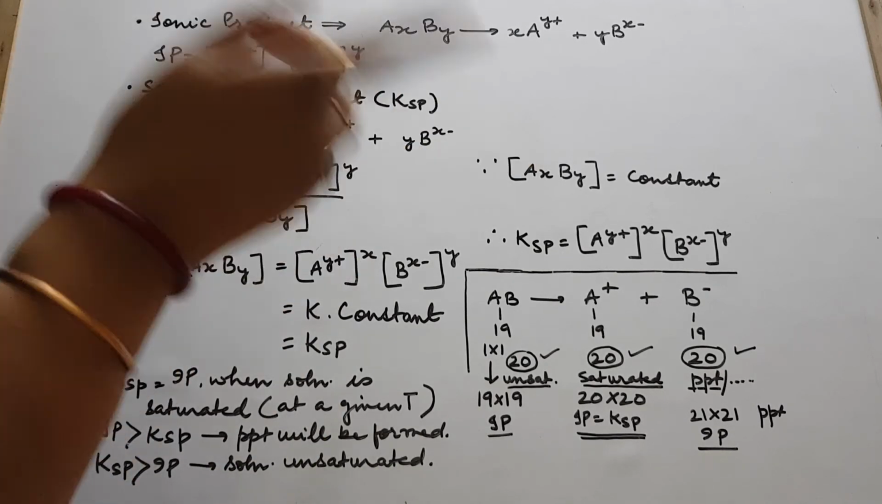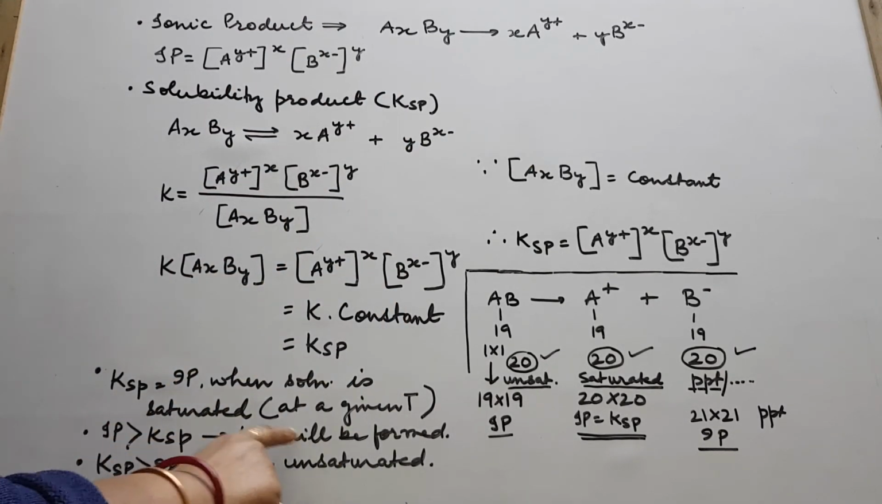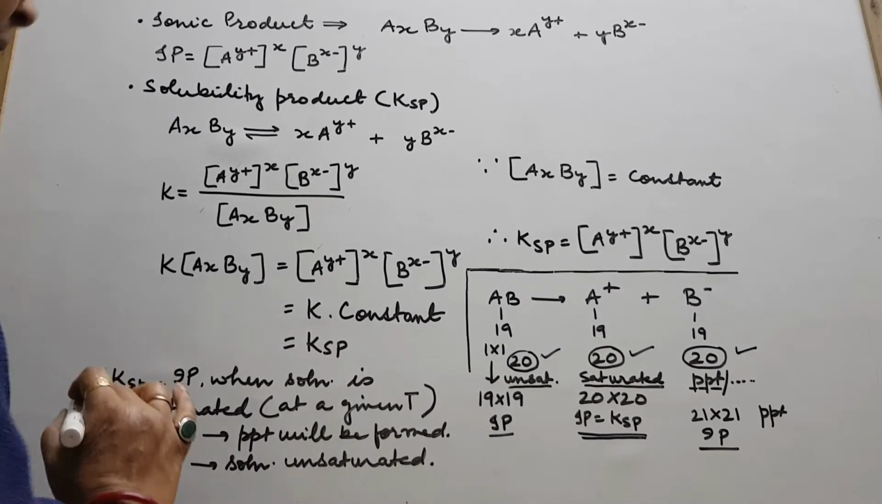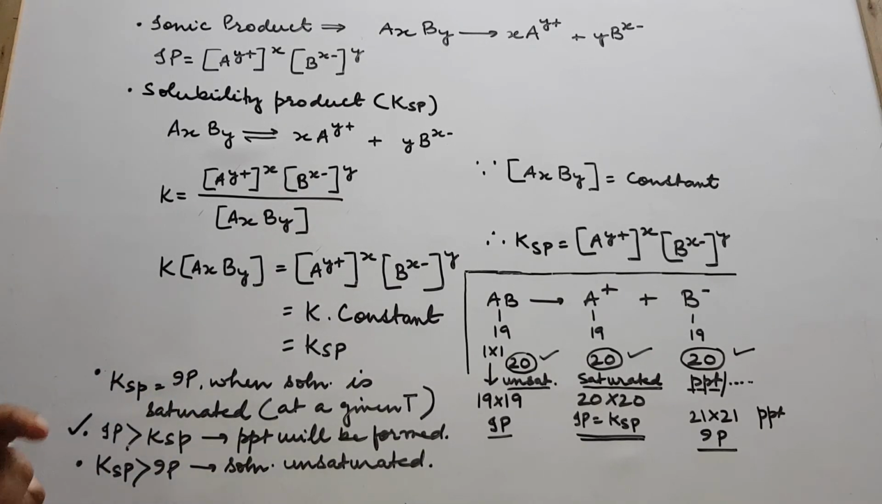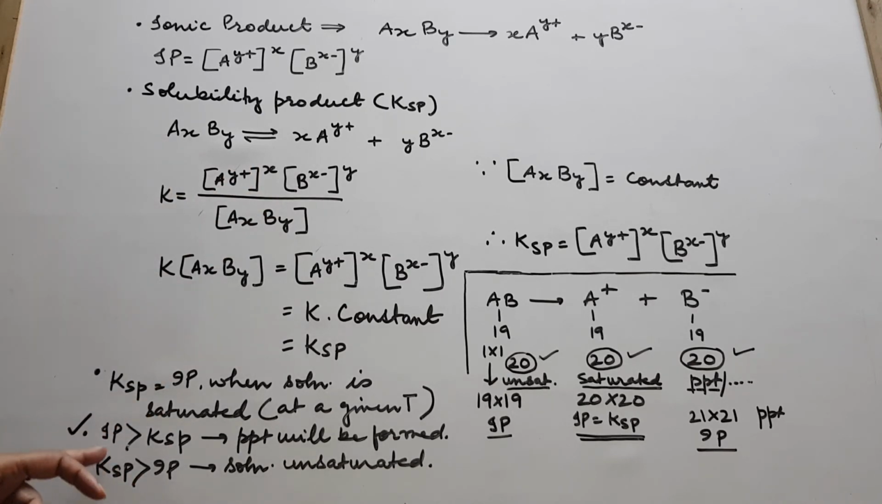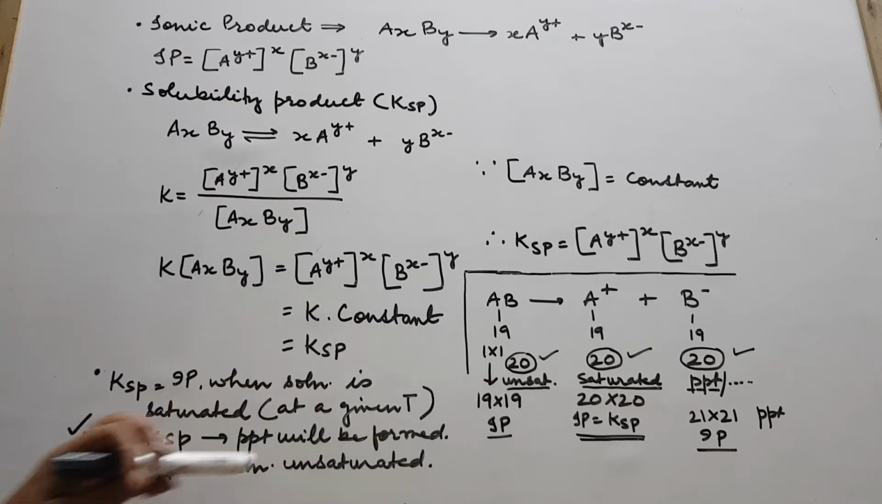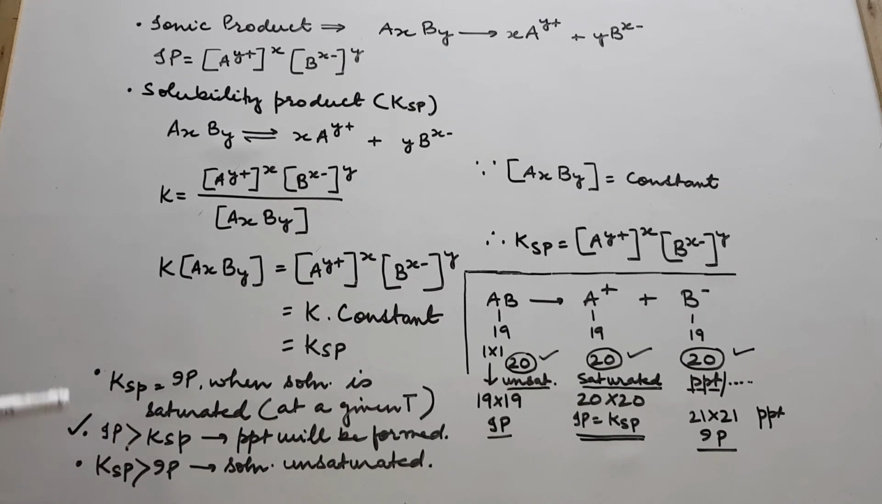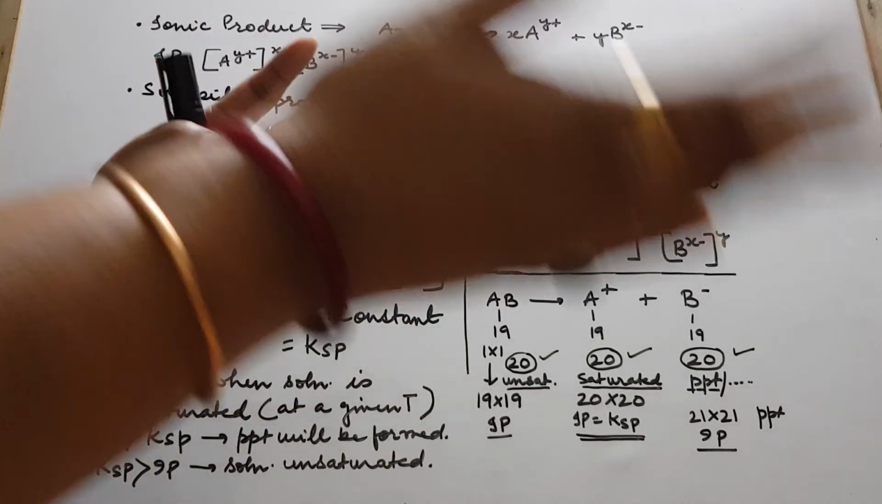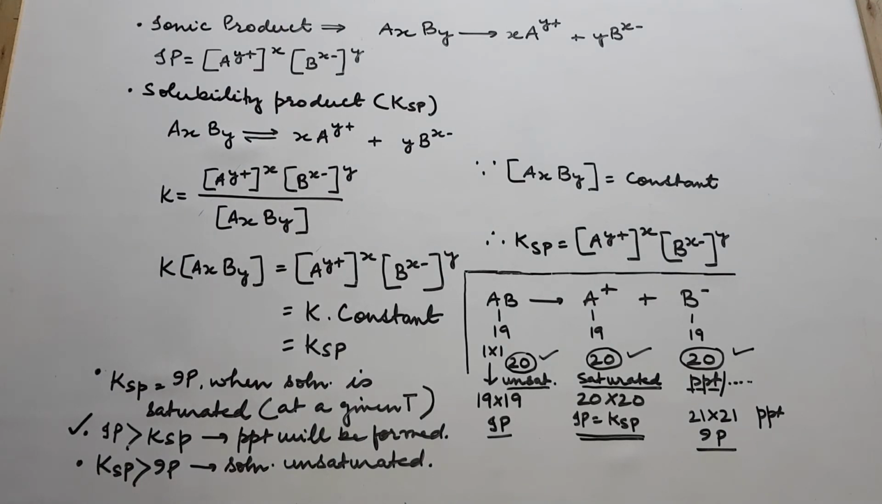So a PPT is formed when IP exceeds KSP. This point is very important. We'll be using this point to see the applications of common ion effect. That's why I'm stressing this point. When IP exceeds KSP, PPT will be formed. I repeat, PPT will be formed when IP exceeds KSP. This point is very, very important. You have to answer using this term, that since IP exceeds KSP, PPT will be formed. How and why? I'll go back to common ion effect and I will explain to you. So, PPT is formed only when IP exceeds KSP.